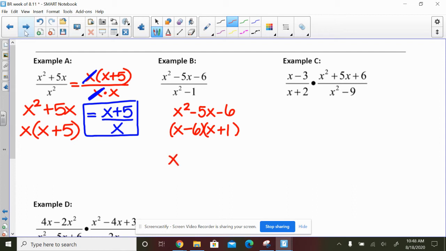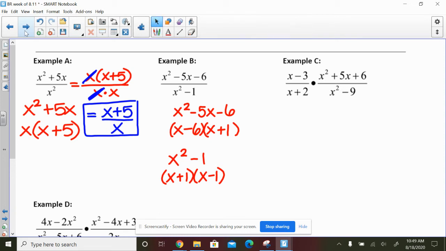And then the bottom is x squared minus 1. Okay, hopefully you recognize that as a difference of squares. x squared is a perfect square. 1 is also a perfect square. So this will factor into x plus 1 and x minus 1.